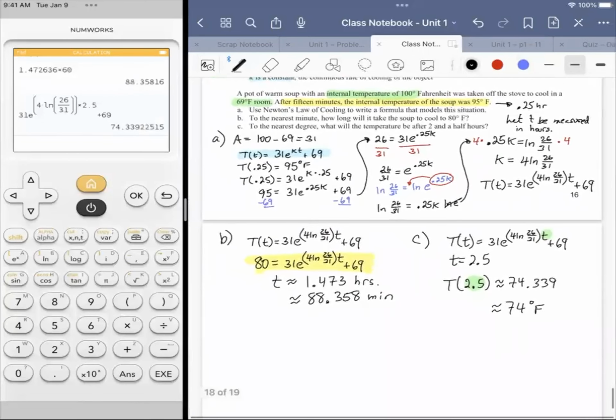Much easier once you have the equation, but unfortunately, it can be tricky to come up with the equation. It's a matter of just following the model, following the process. So that was the last thing I wanted to go over with you in this unit. Let me stop the recording.